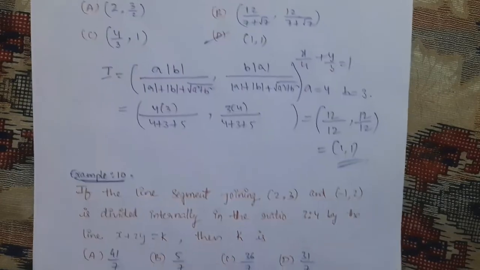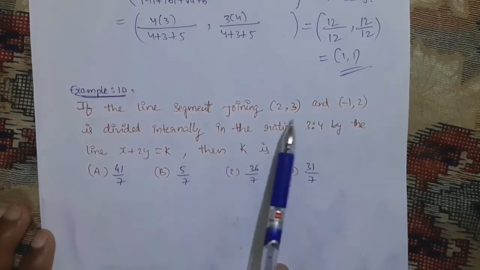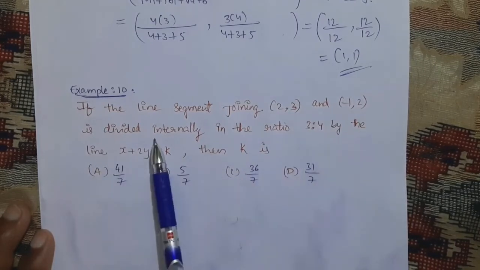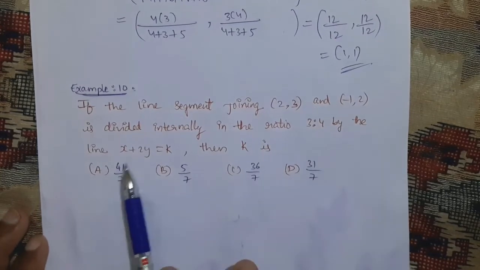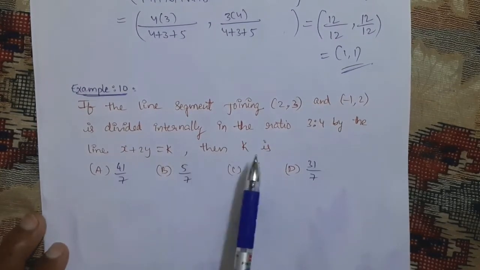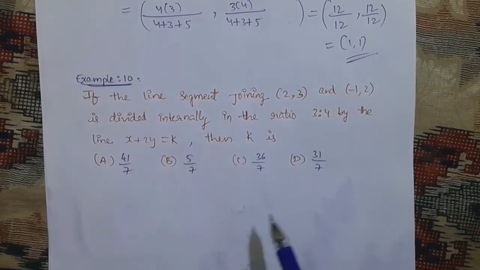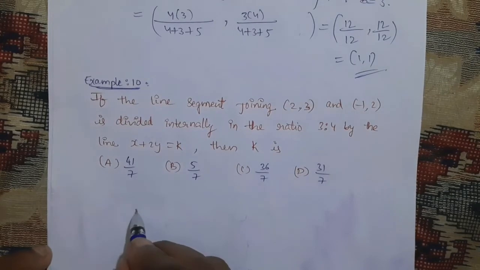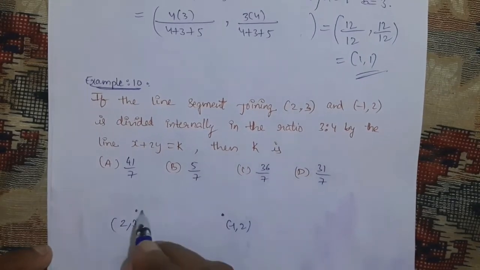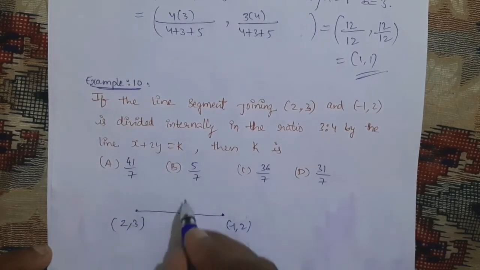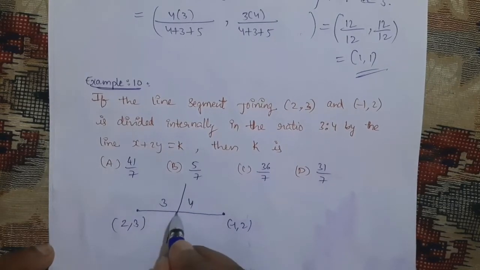Next, last question. If the line segment joining 2 comma 3 and minus 1 comma 2 is divided internally in the ratio 3:4 by the line x plus 2y is equal to k, then what is k? I will draw the figure, then you can understand easily. This is the point 2 comma 3 and this is minus 1 comma 2. These 2 points are divided by the line in the ratio 3:4.